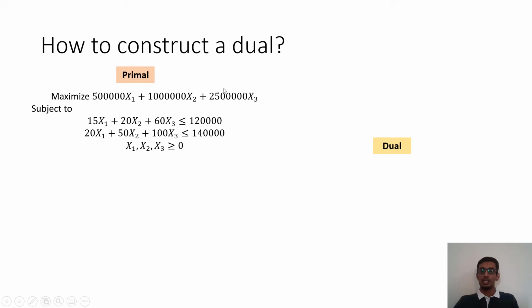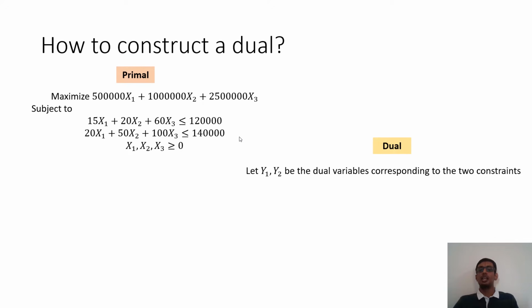What would you do? Corresponding to 2 constraints, there are 2 decision variables or 2 dual variables in the dual. You have y1 and y2 as the dual variables corresponding to the 2 constraints. Once this step is done, you need to look at the objective function. Since it is a maximize here, you are going to minimize in the dual, right? And after deciding on the objective, your objective function coefficients are the right hand side of the primal. So 1,20,000 y1 plus 1,40,000 y2 is going to be your objective function.